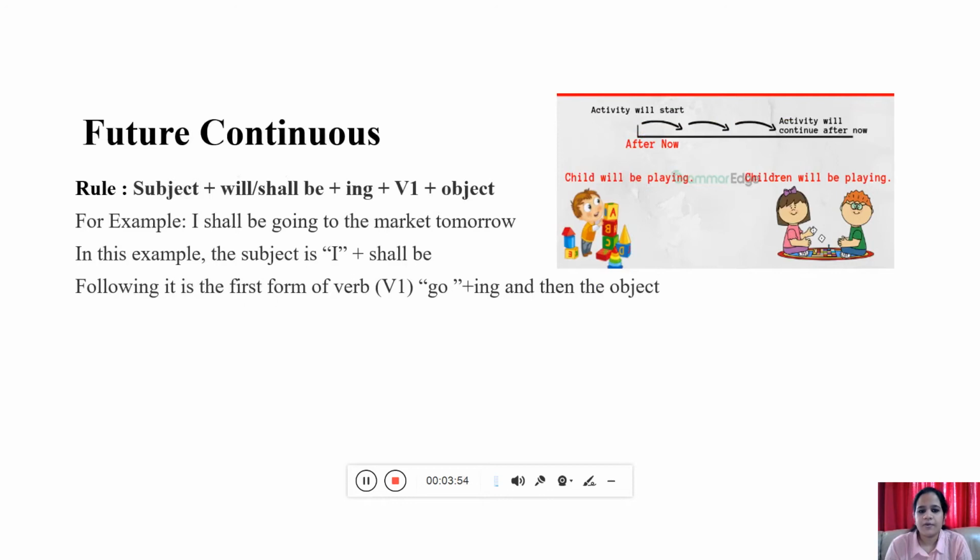Now let us see future continuous. We talk about things that have been planned or are likely to happen. We shall be leaving in 10 minutes. The new supermarket will be opening soon. Will you be seeing Maggie at the weekend? Now these are all examples of future continuous. We shall be using will or shall be with ing with the first form.